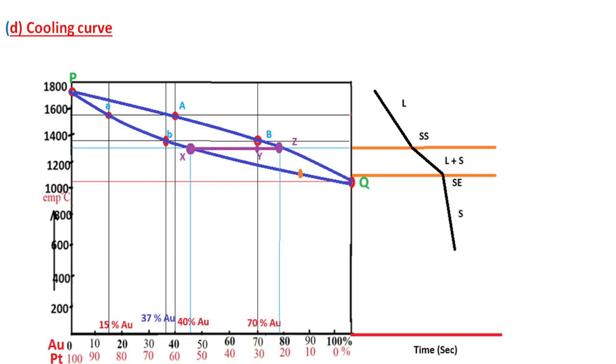This is the cooling curve. The first part is the liquid phase. This is the solidification starting point, SS, the liquid point. Next, this portion is liquid plus solid, and this point is the solidification ending point.